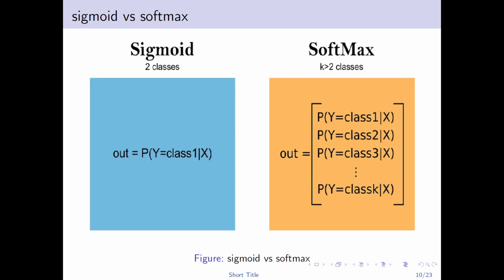So the sigmoid function can be used at most for binary classification, that is 2 classes. But if we want to classify an object into more than two classes, we have to use a softmax activation function. The softmax activation function gives the probability of a particular input X belonging to class 1, class 2 or class 3.